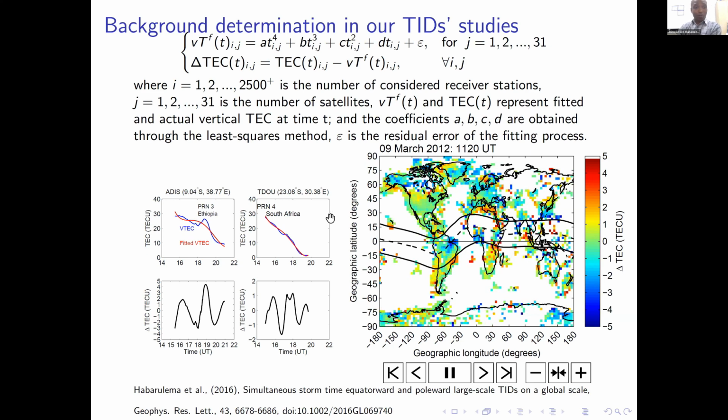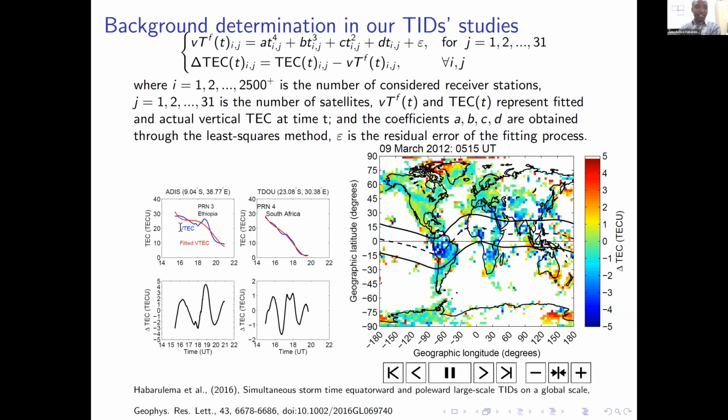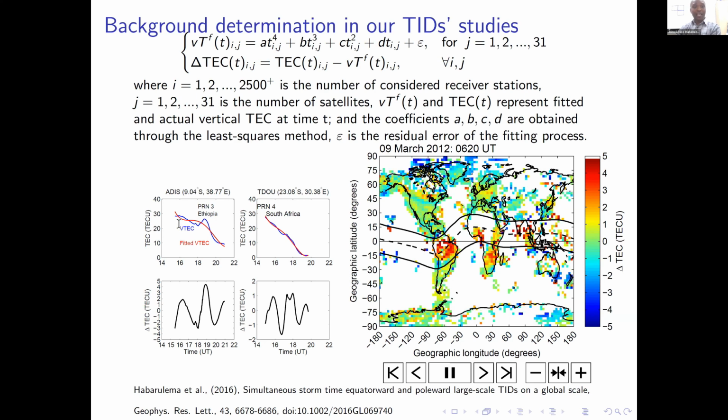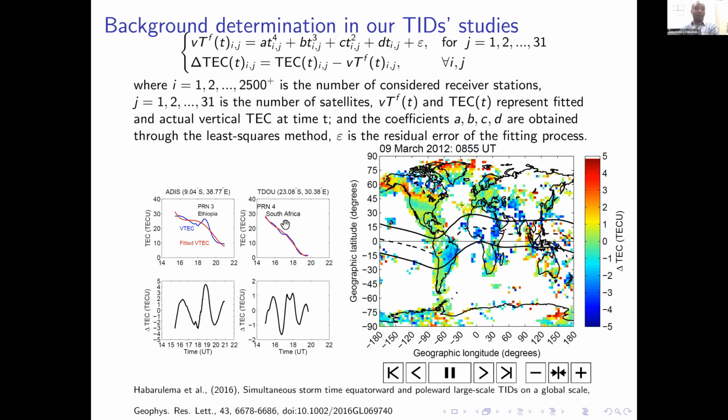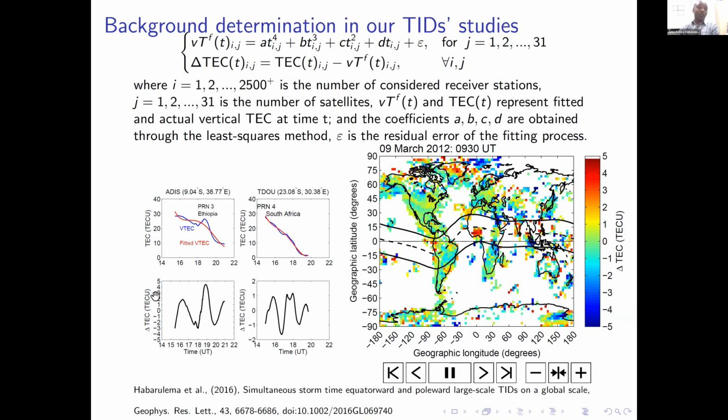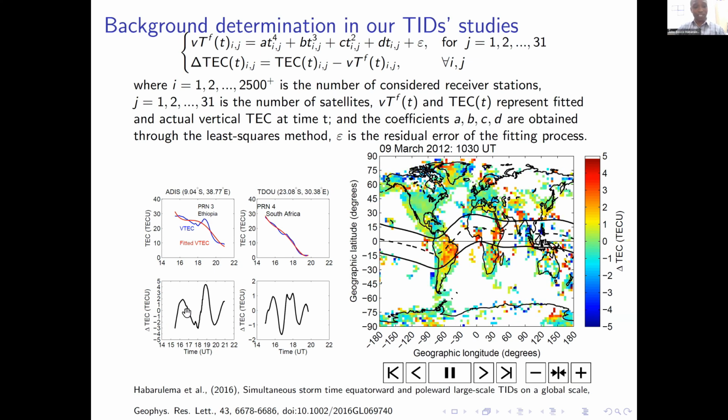Once you do that on a global scale, for example on your left-hand side, you'll see that the TEC themselves are plotted in blue, and the fitted values are in red. This is for one PRN, PRN 3, over a station in Addis, which is in the equatorial region. The other, PRN 4, is in South Africa, which is in mid-latitude. When you subtract the fitted values from the actual VTEC values, you get the delta TEC, which is what we call TEC perturbations. Obviously, the perturbations in equatorial latitudes are greater in magnitude than the perturbations in mid-latitudes.